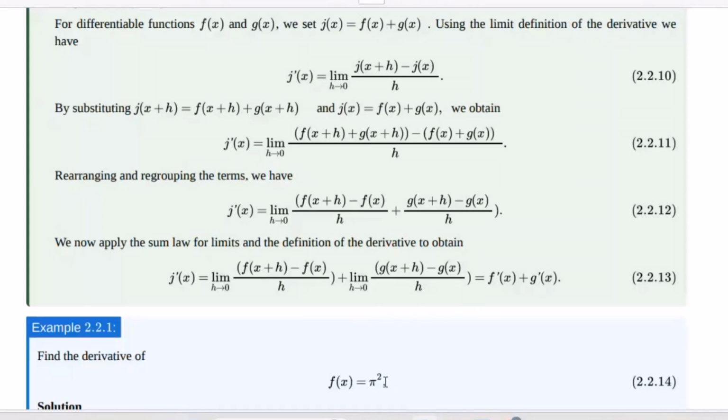I think the answer is 0. The reason why I'm saying the answer is 0 for this one is because f of x equals pi squared, and pi squared is a numerical value, it's a constant. And remember that the derivative of a constant is 0.